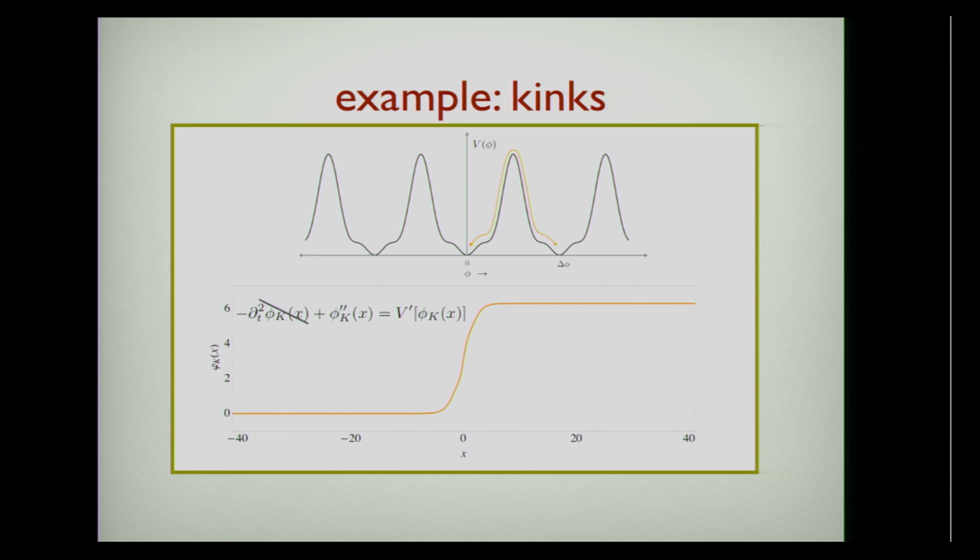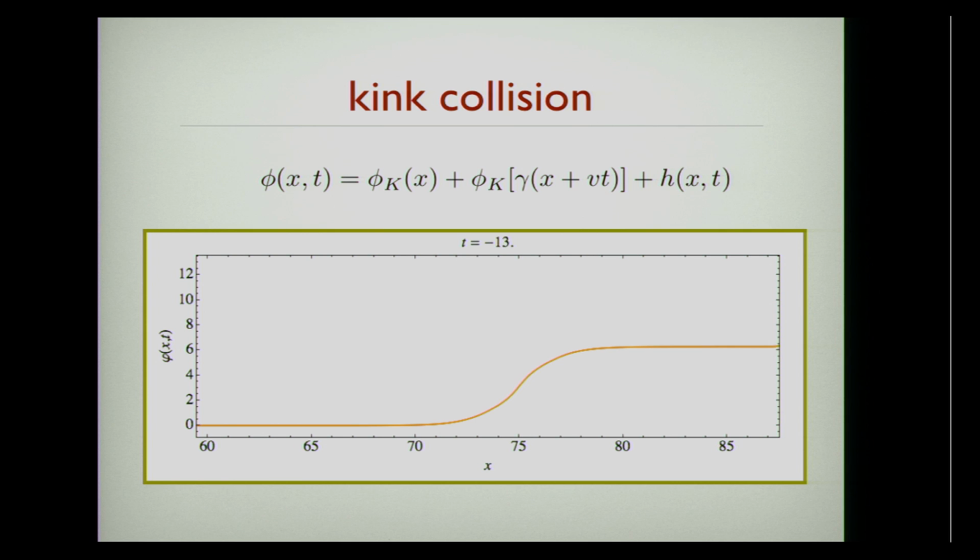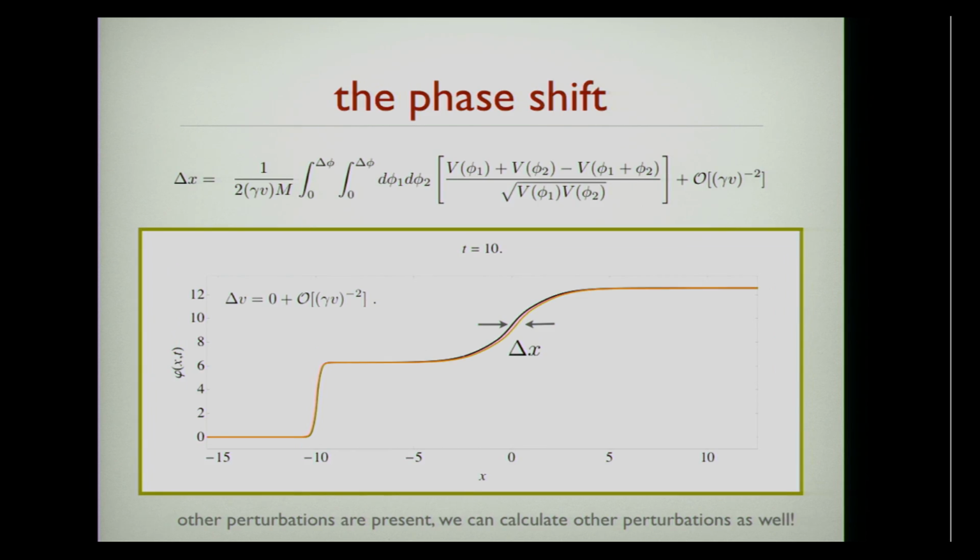This is a type of soliton called a kink. You'll see a collision between two. The black is what you get from just the superposition of solutions. The orange is what you get by a full calculation. We want to analytically estimate what this difference is. And after some work, based on what I just told you before, you can calculate what it is. And it turns out to be this really nice, simple formula right here.